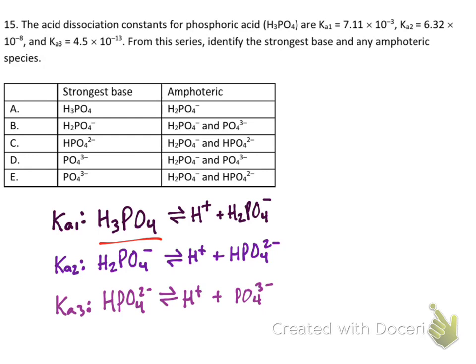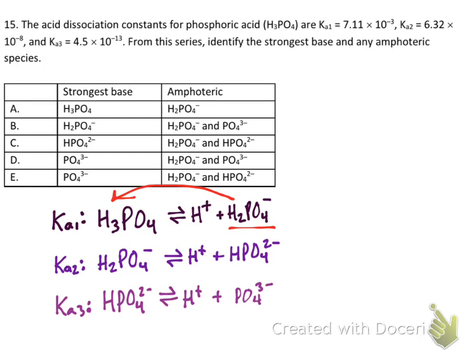So it can act as an acid, but not so much a base. However, when it dissociates, we end up getting H2PO4-. Now notice, this is a weak acid dissociation. So H2PO4- can actually grab onto a proton and reform H3PO4. So that means it can act as a weak base.